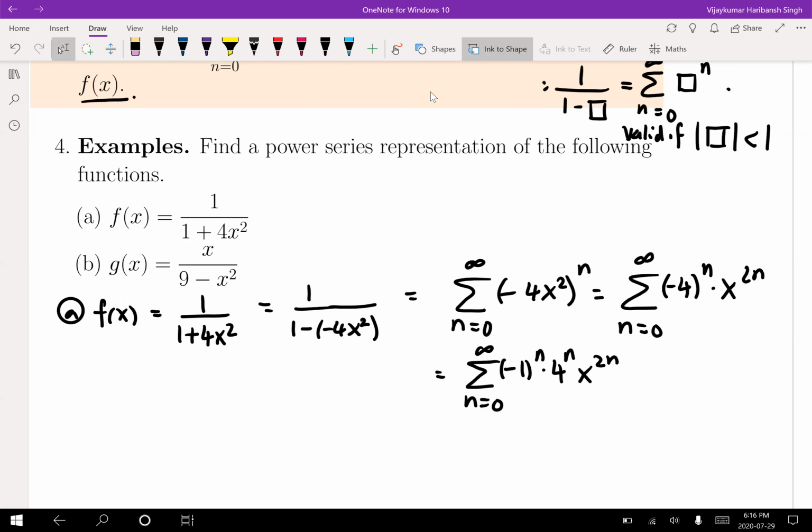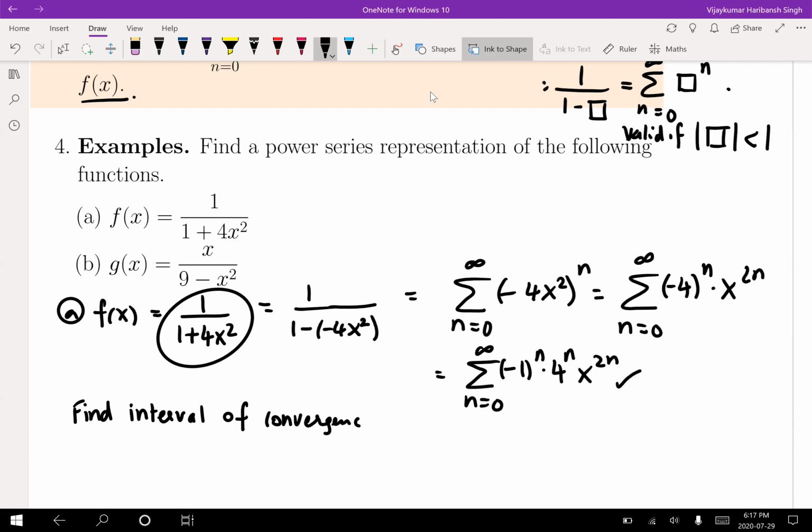And now we need to find the interval of convergence, right? So when you are writing a function as a power series like that, immediately you should say where this kind of expansion is valid. So find the interval of convergence. Even though the problem is not asking you to find the interval of convergence, you need to find it. Why is that? Because if you represent a function as a power series, you need to say for what values of x this representation is valid.